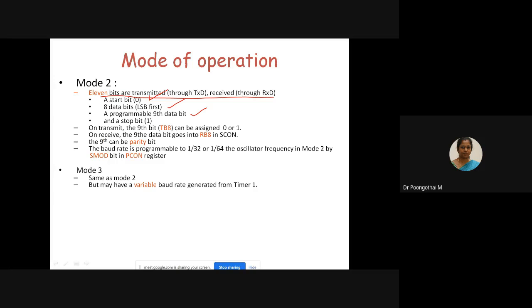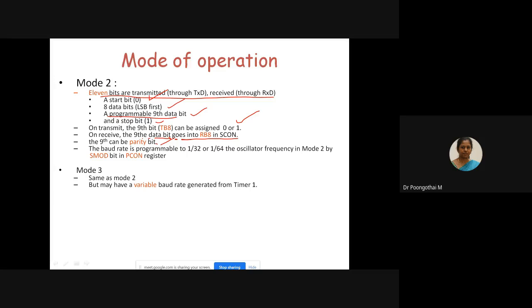Actually, in PSW we have one option, the parity bit. That parity bit from PSW can be moved into TB8 for transmission as the 9th bit. So this bit is the programmable 9th bit, and then the stop bit. On transmit, the 9th bit TB8 can be assigned, it's programmable, 0 or 1. On receive, the 9th data bit goes into RB8 in the SCON register. So your 9th bit can be the parity bit.